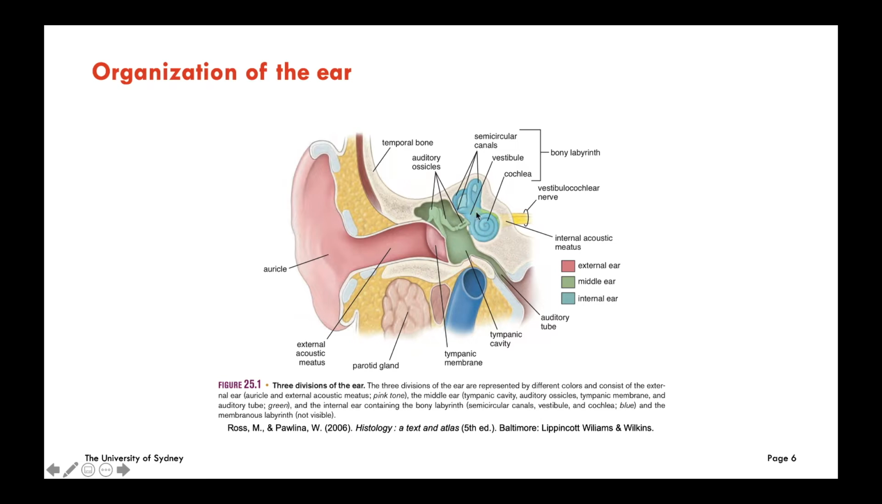In the inner ear, we get the vestibule, which actually separates the semicircular canal superiorly, the footplate of the stapes laterally on the oval window. Inferiorly, we have the 2 and 3/4 turns of the cochlea, and medially we have the cochlear nerve.